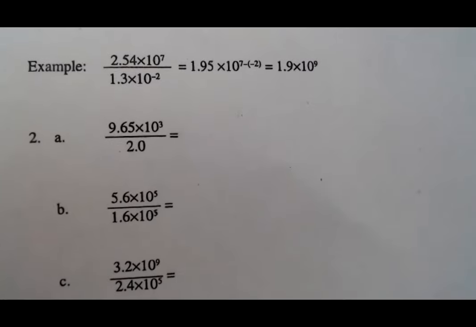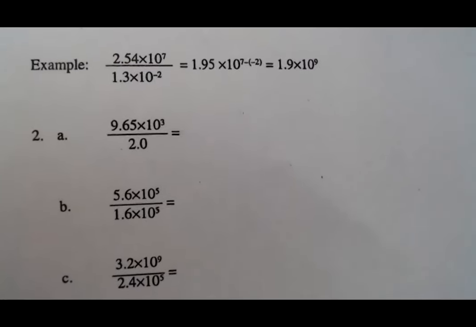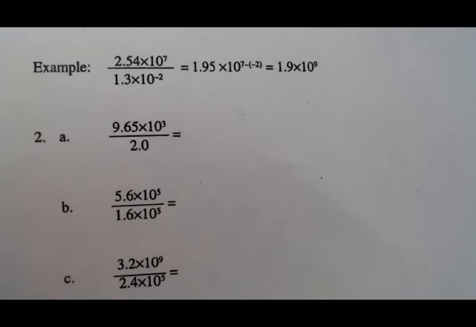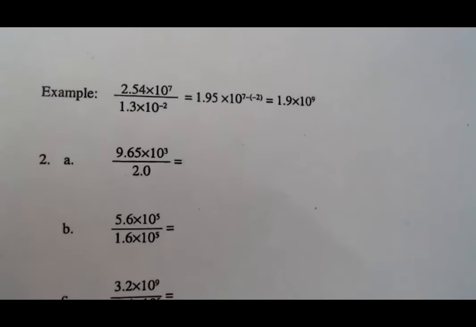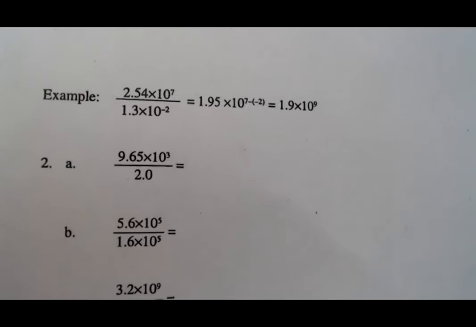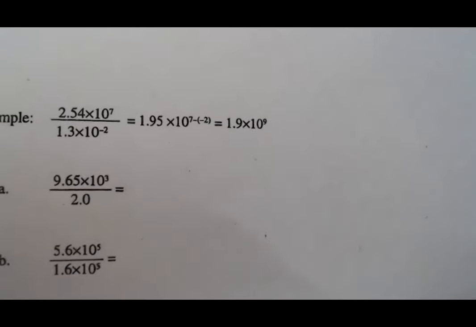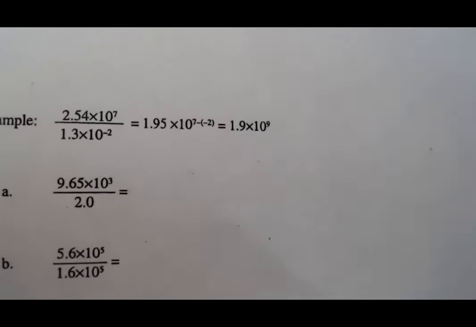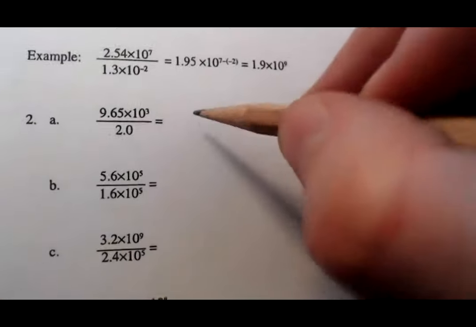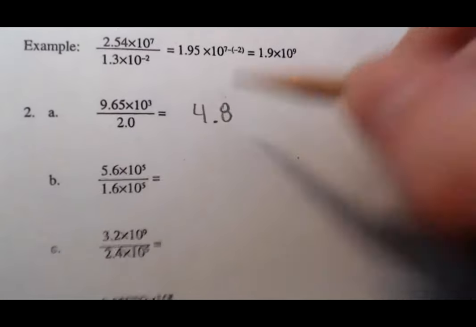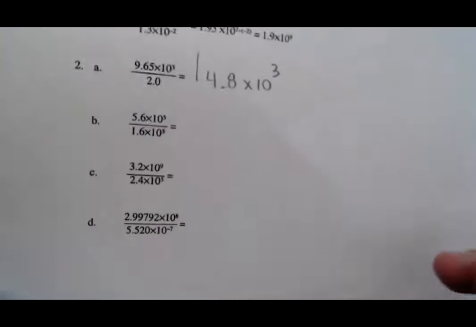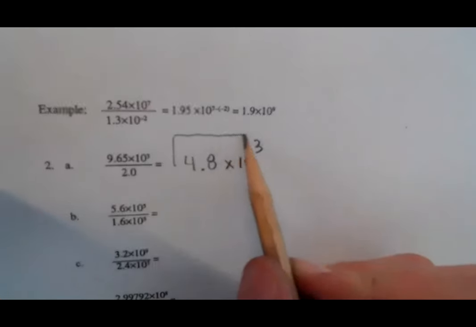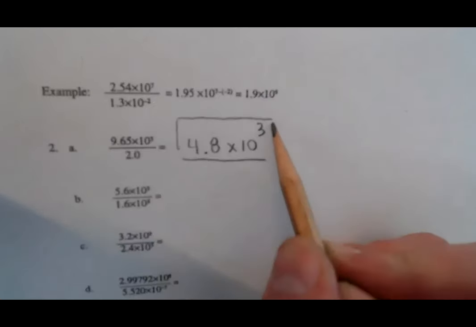4,900. Can we round like that or no? I'm going to talk about rounding in a second. I'm sorry, what did you get? 4,825. Okay, let's put that in scientific notation. 4.8 times 10 to the 3. I like it. And now I'm going to box that, because that's a classy move.